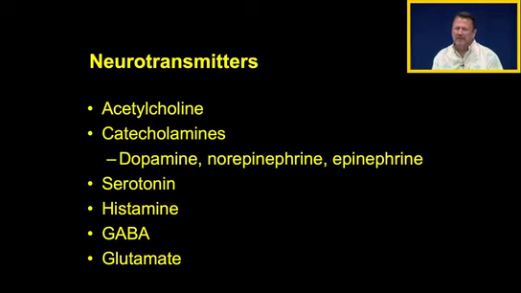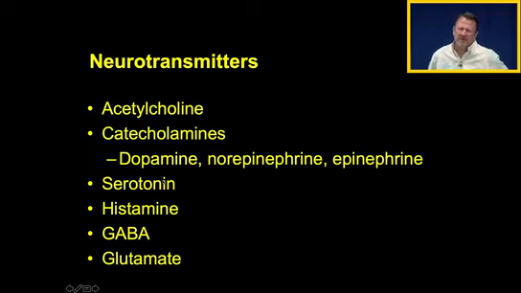Catecholamines: dopamine, norepinephrine, and epinephrine. Dopamine, norepinephrine, and epinephrine are referred to as the catecholamines. Please do not confuse this col word with that col word up there, acetylcholine, catecholamines. They are not related to each other. The catecholamines are dopamine, norepinephrine, and epinephrine. You take dopamine and you manufacture norepinephrine, and then you manufacture epinephrine with the norepinephrine. And so each is the precursor for the next. And so dopamine, norepinephrine, and epinephrine are the catecholamines.